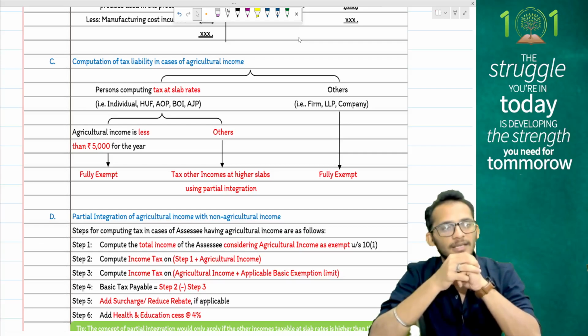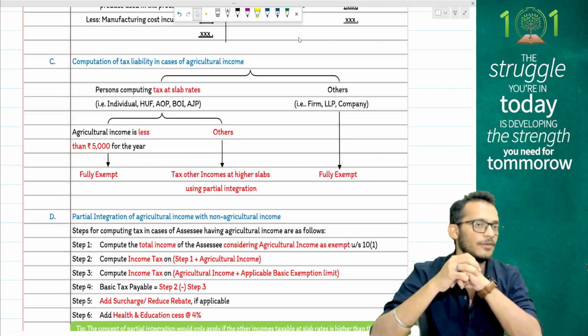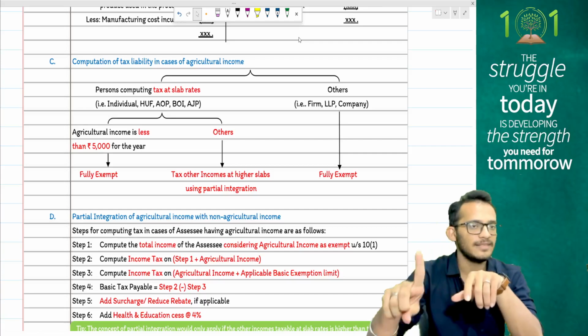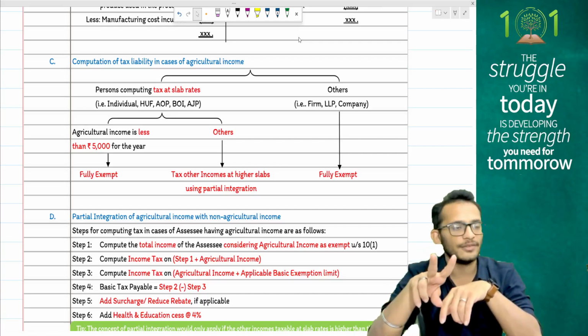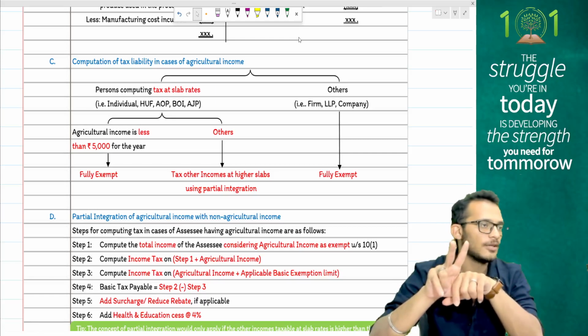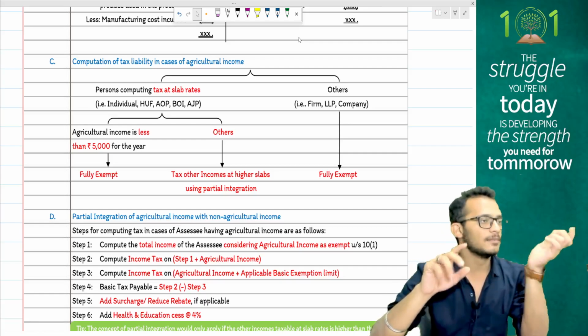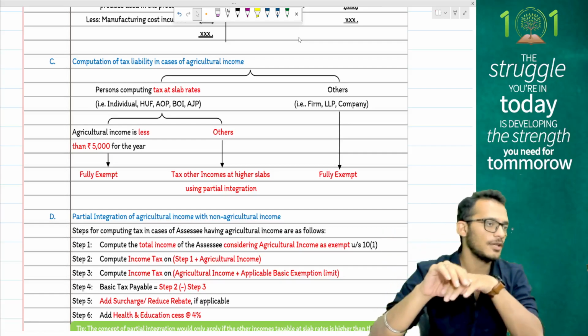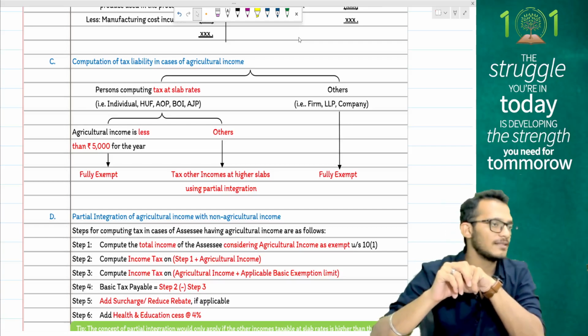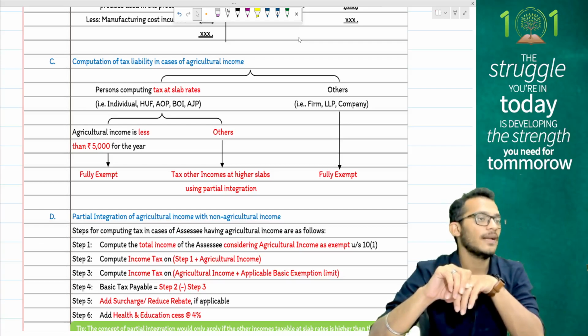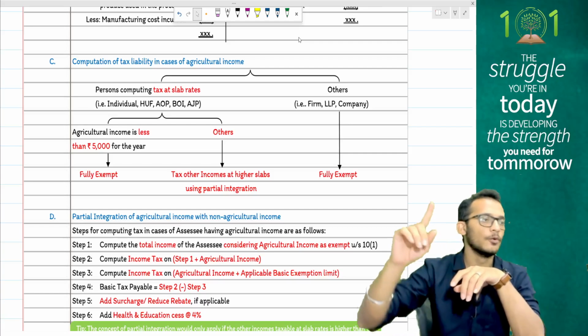We discussed partial integration. I clarified partial integration will not happen when the person does not have basic exemption limit. Partial integration will not happen when the income is less than 5,000 rupees for agriculture. Partial integration will not happen when the taxable income is less than basic exemption limit. And partial integration does not make sense when adding the agricultural income will not move you to the next slab.